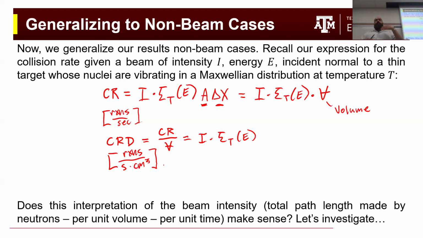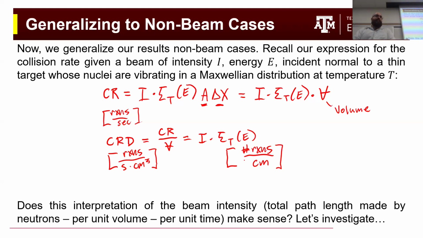Collision rate density, or collision reactions. It's a rate, so it's per unit time, and it's a density, so it's per unit volume. And if this is the units of the collision rate density, we also know the units of the total macroscopic cross section. We talked about this last time. It's the number of reactions per unit neutron distance traveled.